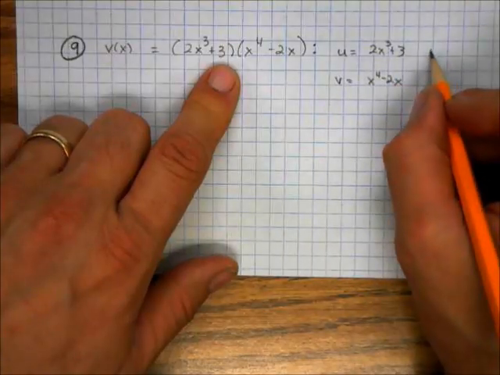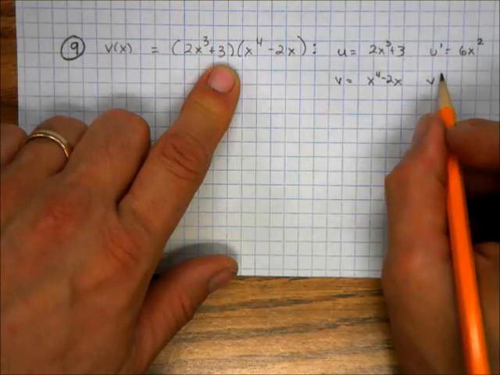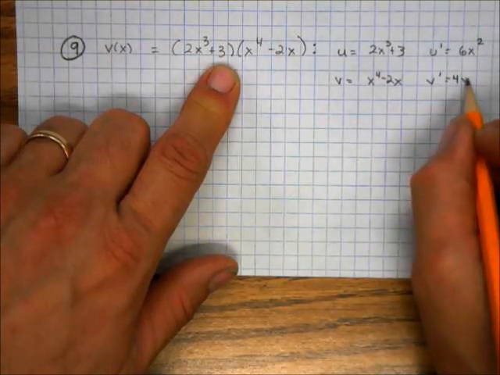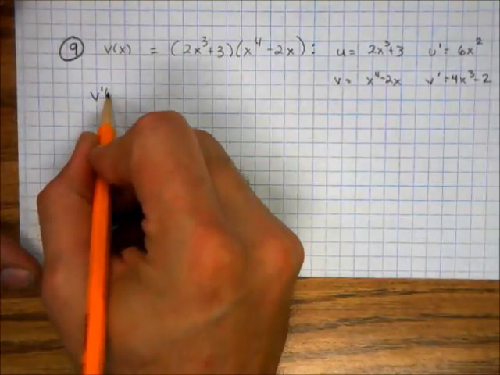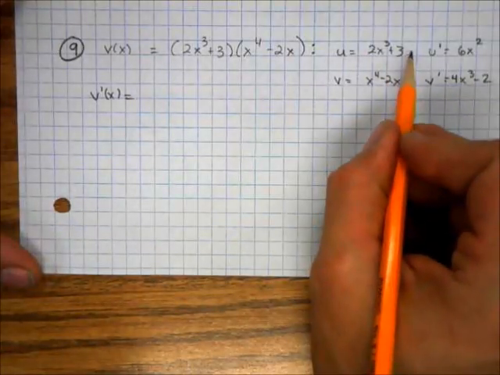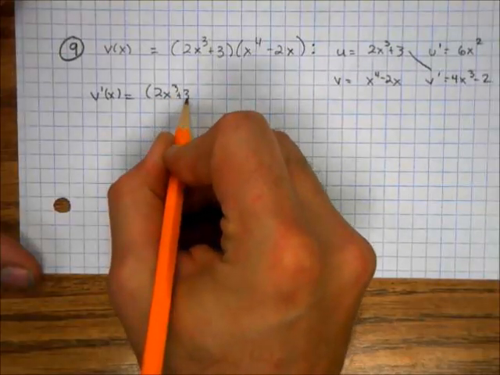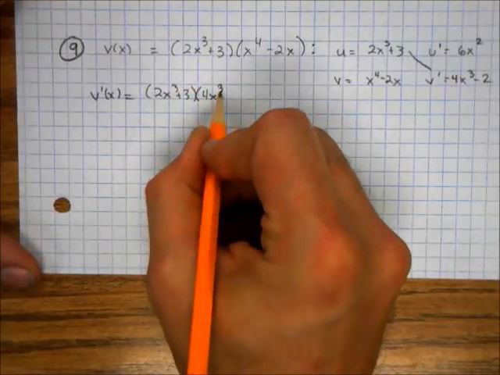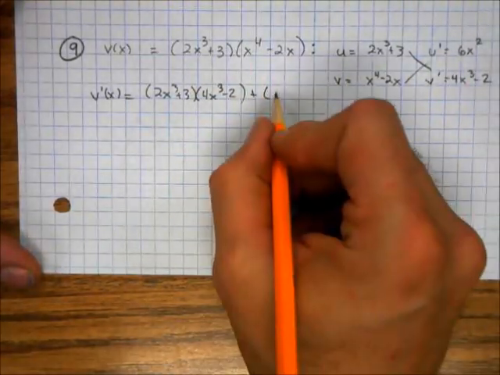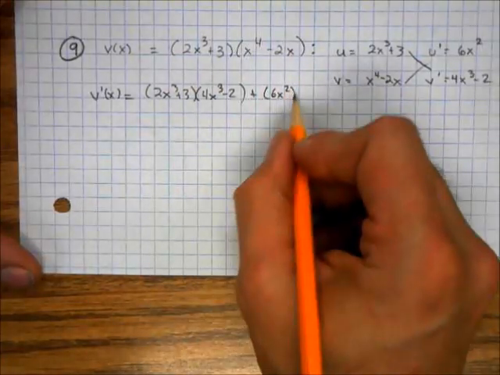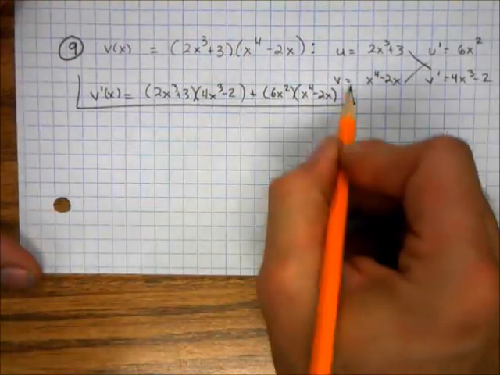The derivative of this, u prime, is 6x squared. v prime is 4x cubed minus 2. All right, so v prime of x is equal to these two multiplied, 2x cubed plus 3 times 4x cubed minus 2, plus these two multiplied, 6x squared times x to the fourth minus 2x. Finished.